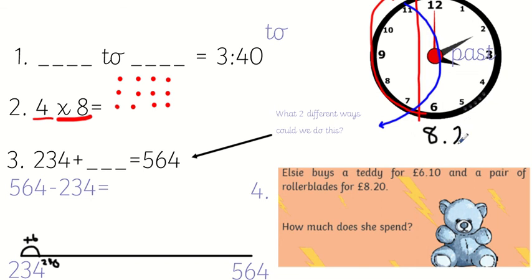So £8.20, add £6.10, and then you would just do your column addition nice and simply like that.